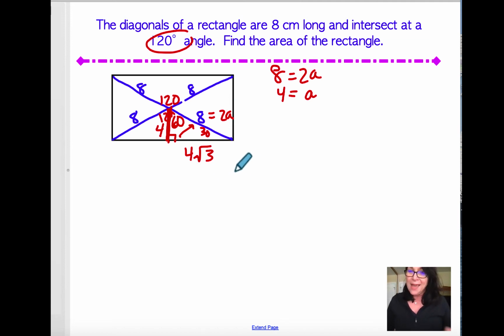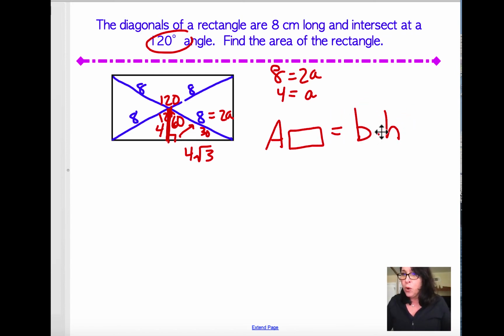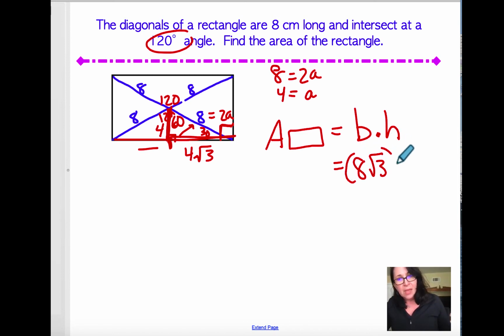And so why that is great is because to find the area of a rectangle, it's base times height, where the base and the height, of course, are perpendicular. And you know that because all rectangles have right angles there. So the base is 4 root 3, that value, plus 4 root 3, which makes 8 root 3. So the base is 8 root 3. And then the height is this value, 4.